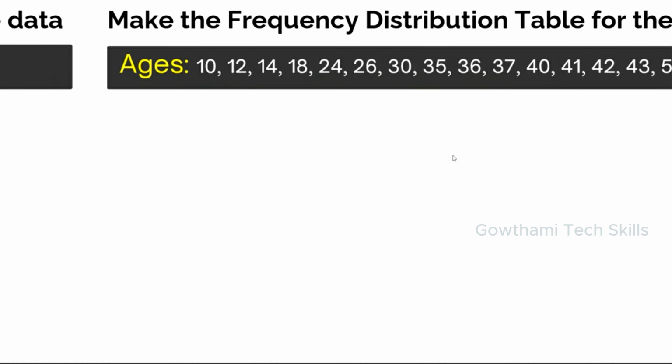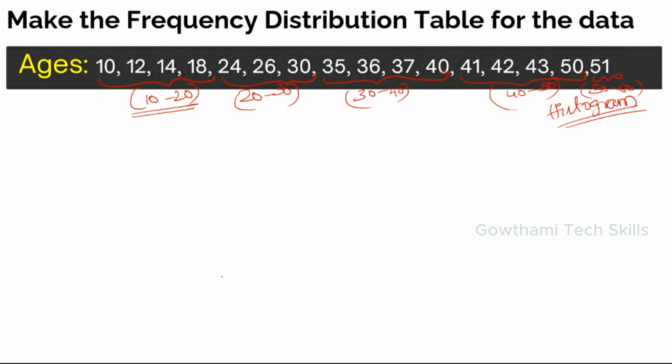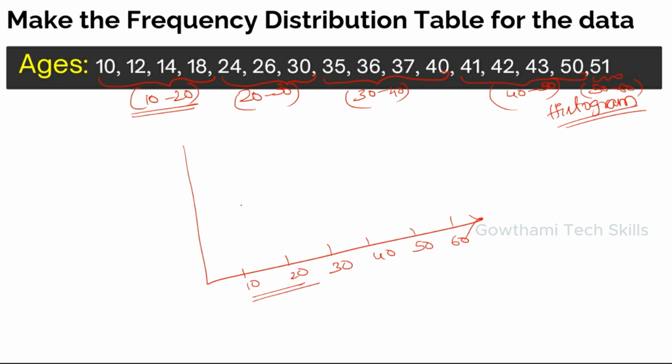Here there is a repetition of the data, that's why I counted the occurrence of those particular flower categories and made a bar graph. Now how to plot the graph? Very simple. You have to provide the ranges like 10, 20, 30, 40, 50, 60, and tell in between 10 to 20 how many people are there.